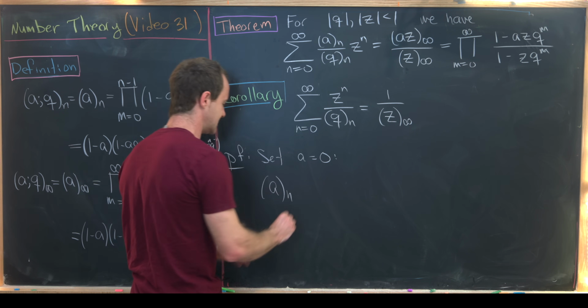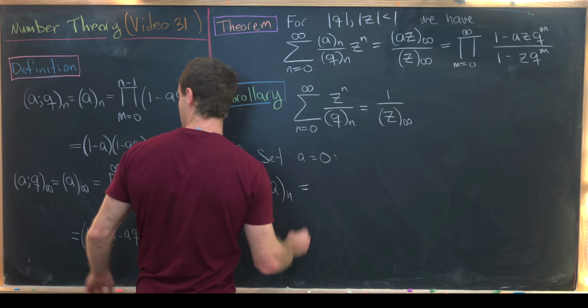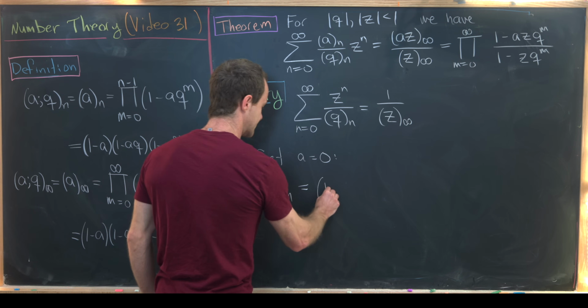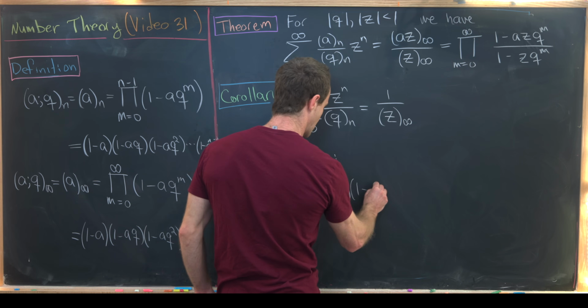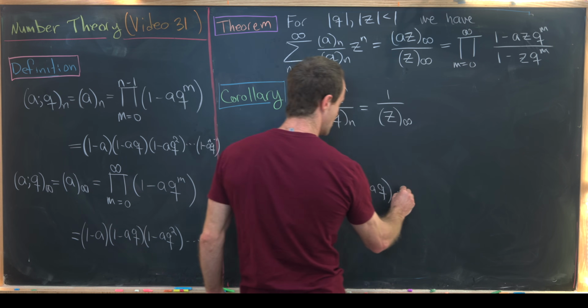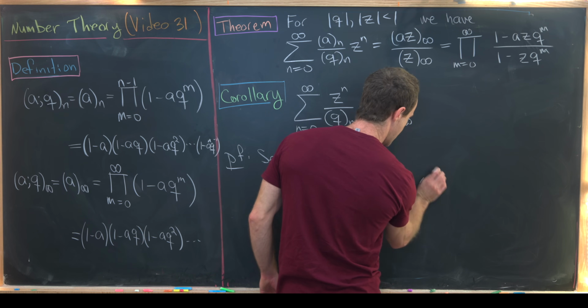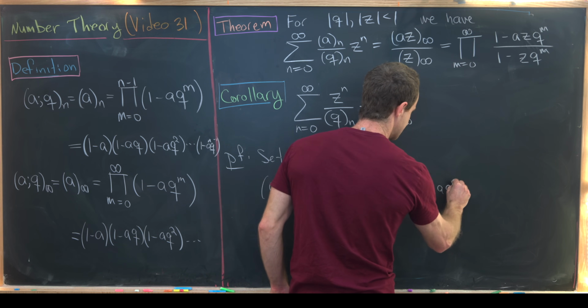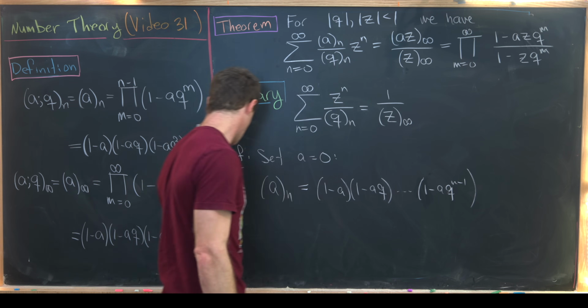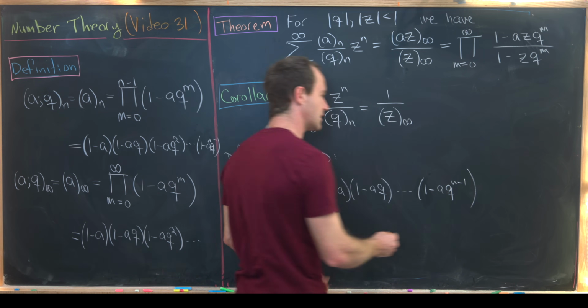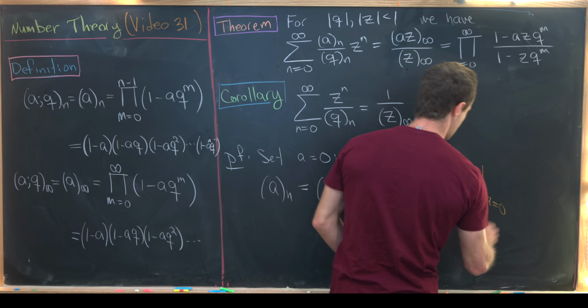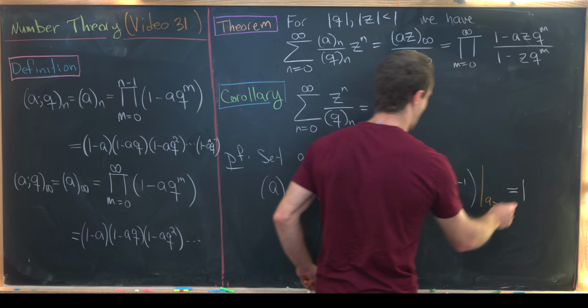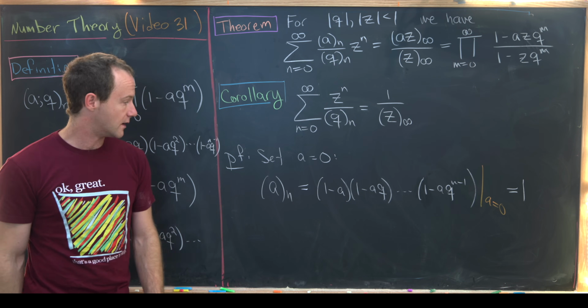So let's just get a feel for why that works. Notice this symbol (a;q) n, by our definition over here, is 1 minus a times 1 minus a q, all the way up to 1 minus a times q to the n minus 1. But pretty clearly, if we set a equal to 0, this just collapses to the number 1.